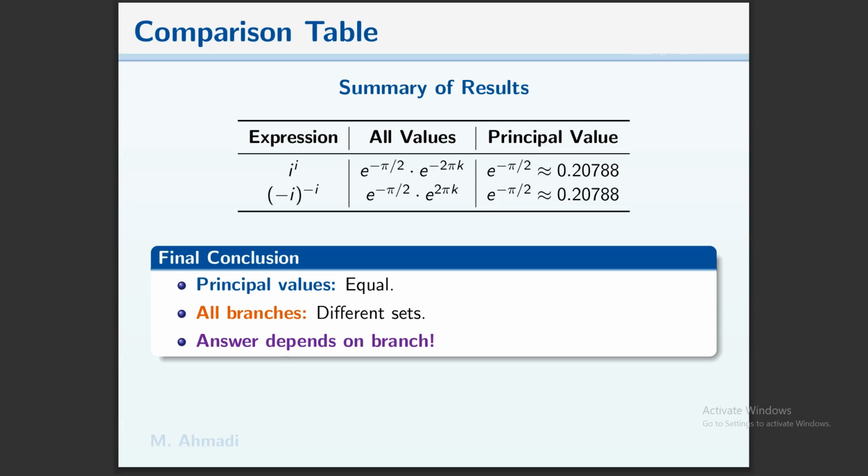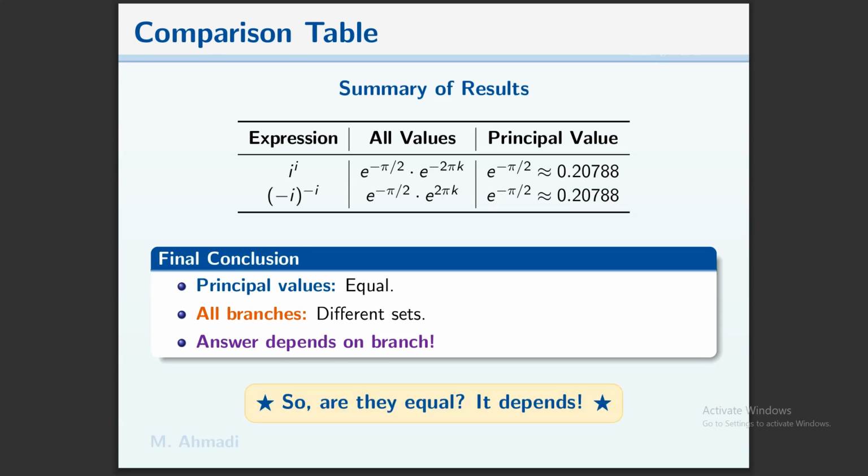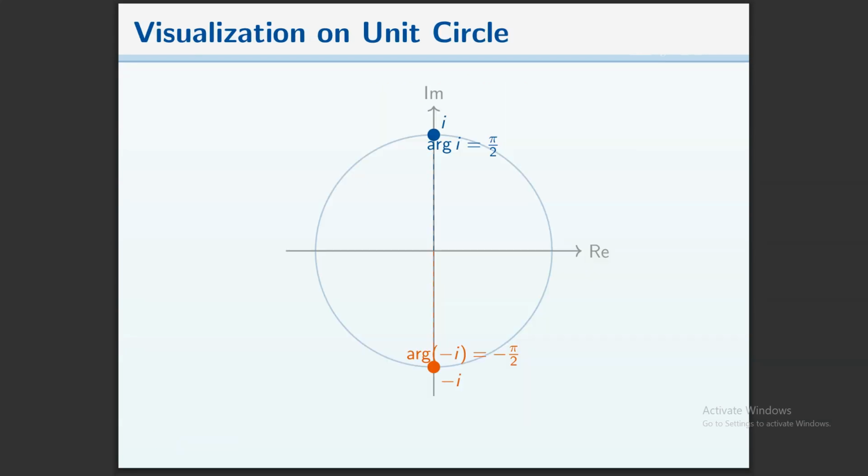But for other branches, they have different sets. The answer depends on the branch. So are they equal? It depends. For the principal value, they are equal, but for other branches, other sets, they are not equal.